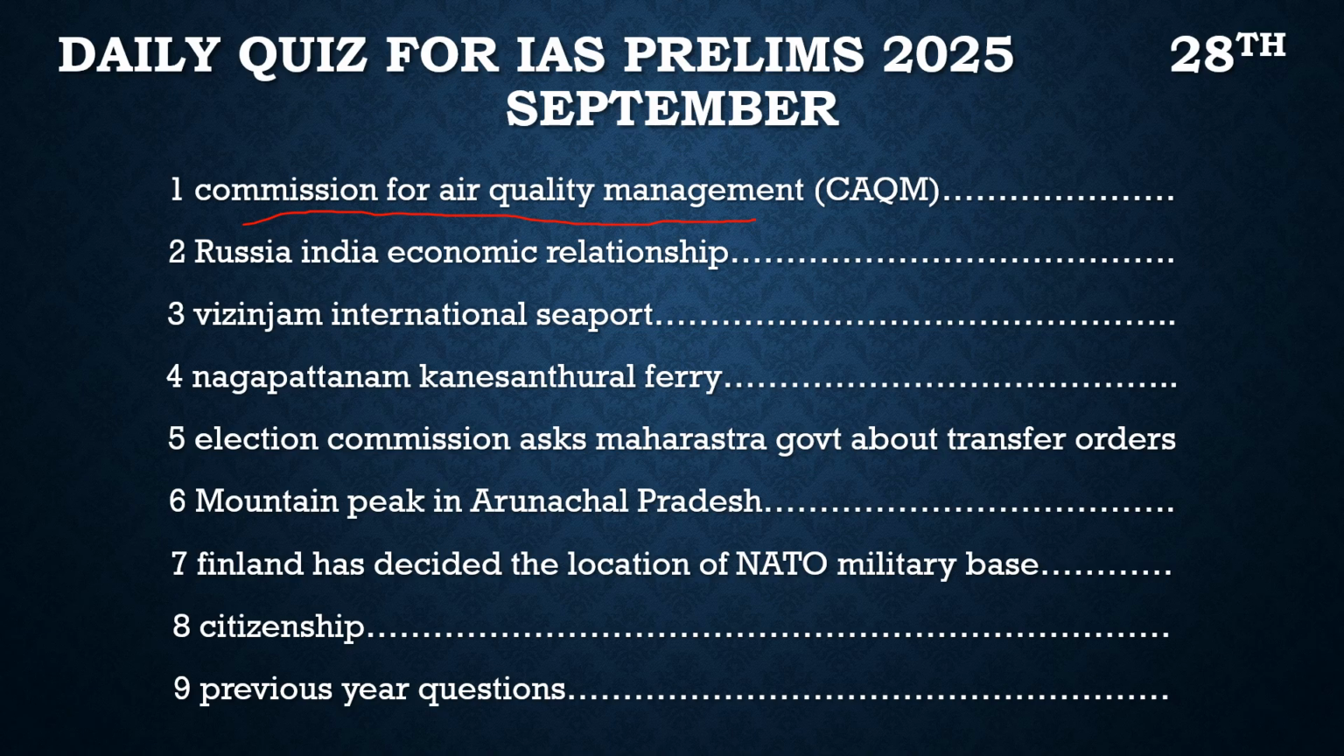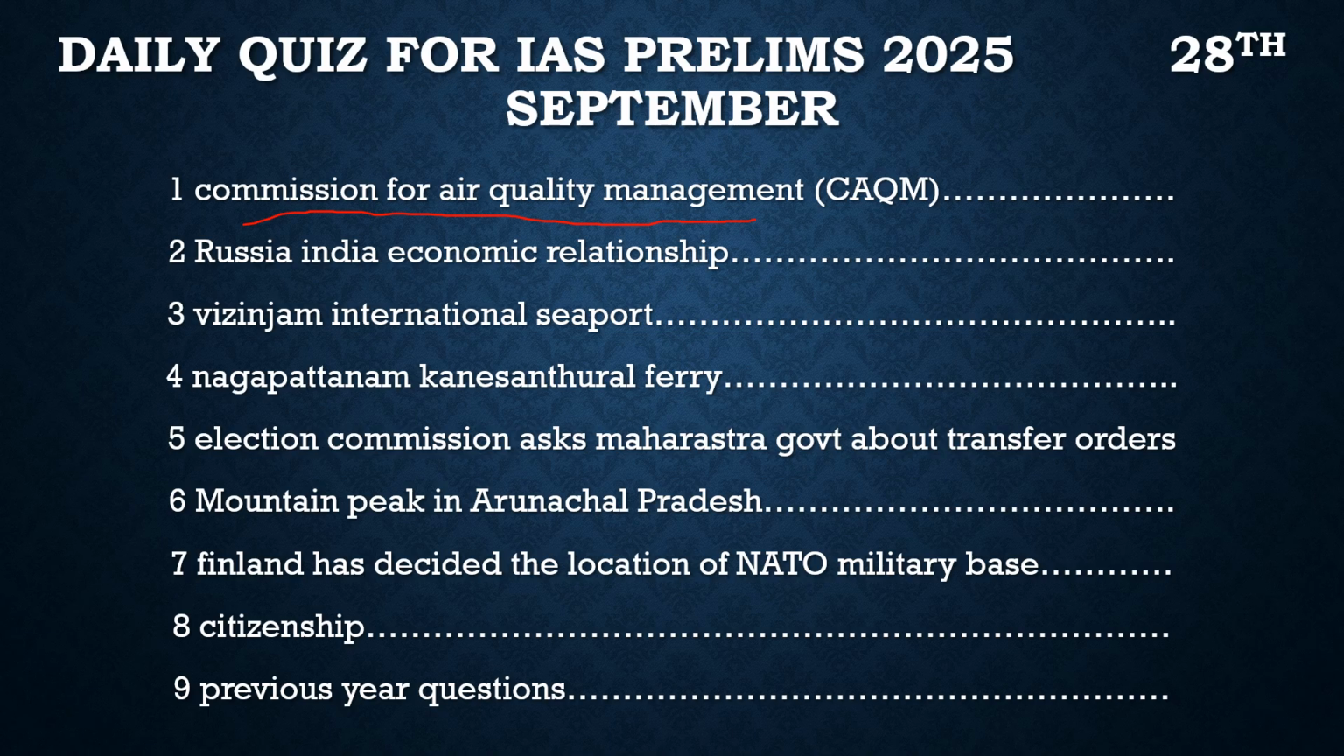After that, there was another article related to the Nagapattinam Kankesanthurai ferry. It was earlier a connectivity project ferry between India and Sri Lanka, between the Tamil Nadu state and the Jaffna region of Sri Lanka. But because of some conflicts, this ferry was stopped, but again India is looking to revive it. Both the countries are looking to revive this ferry. So this becomes very much important for us, for our prelims. We should know which two states it connects, and especially between which two countries, we should know about it.